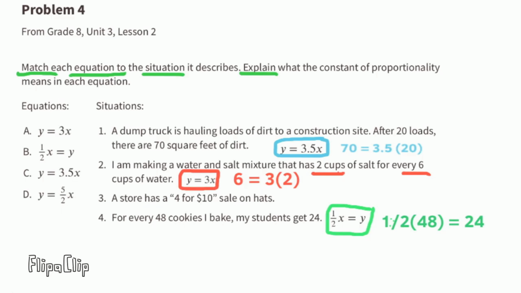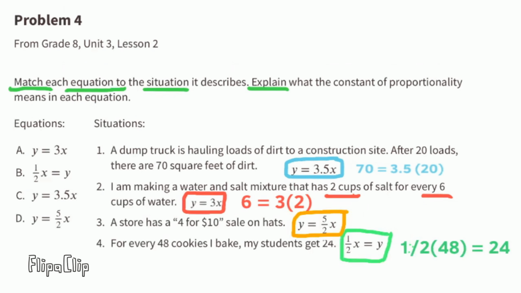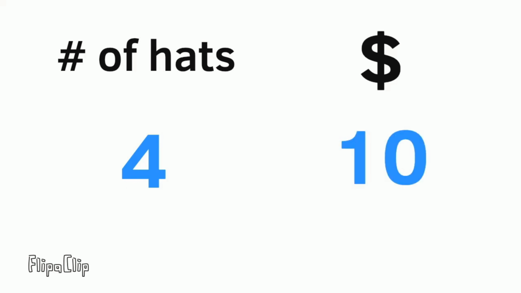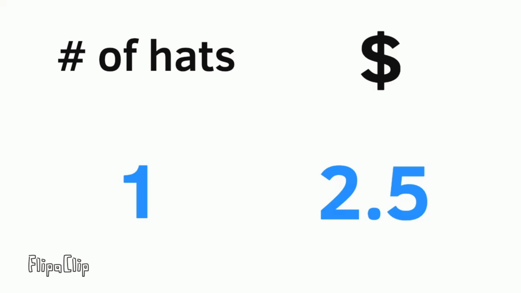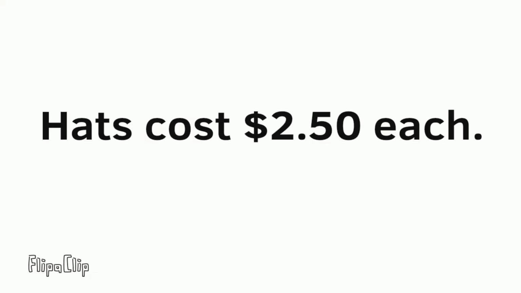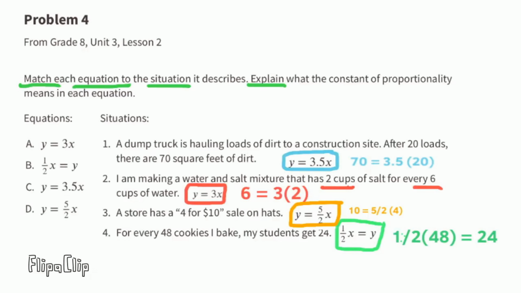Let's look at equation D. Equation D matches with situation 3. A store has a 4 for $10 sale on hats. We have the number of hats and the amount of dollars. When there are 4 hats, the price in dollars is $10. Divide both sides by 4. 4 divided by 4 is 1, or 1 hat, and $10 divided by 4 is 2.5, or $2.50. That means that hats cost $2.50 each. Again, equation D matches with situation 3.